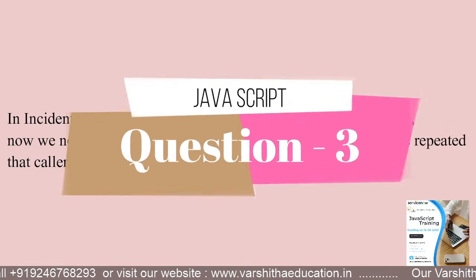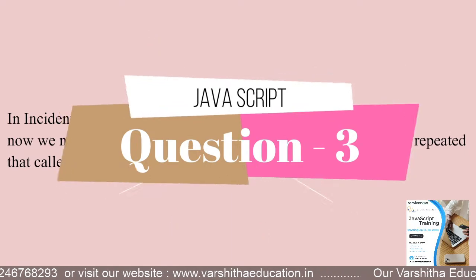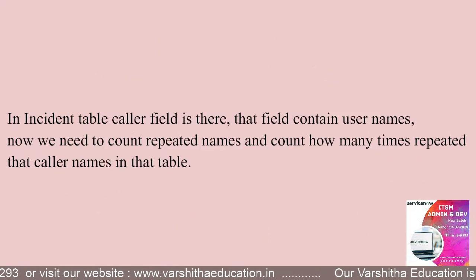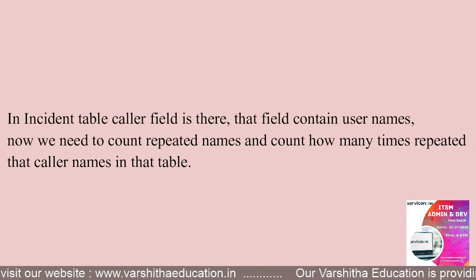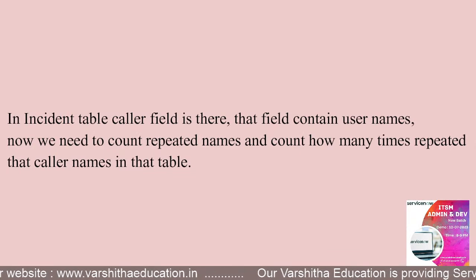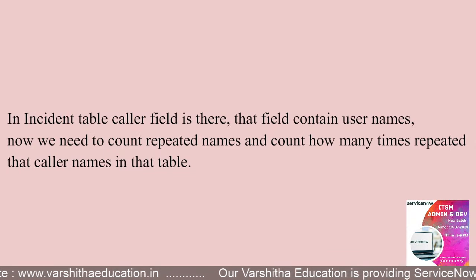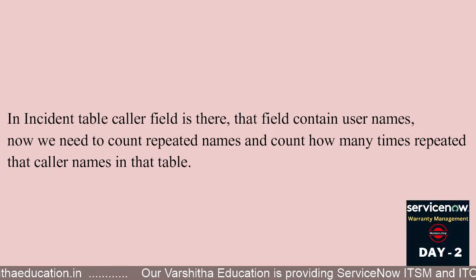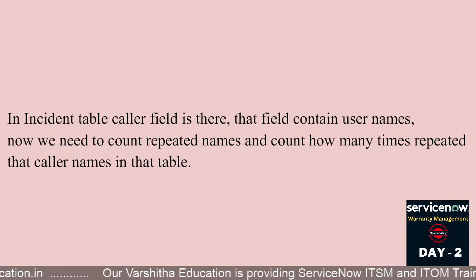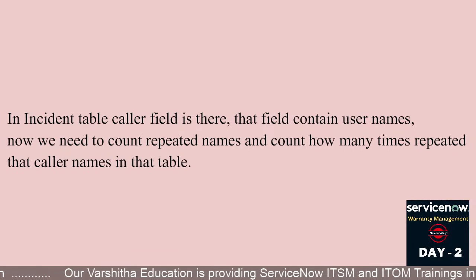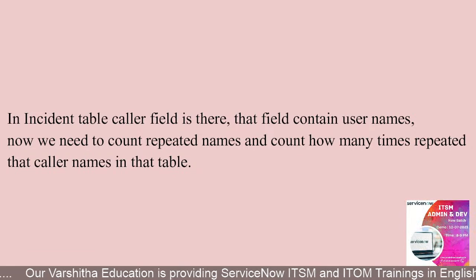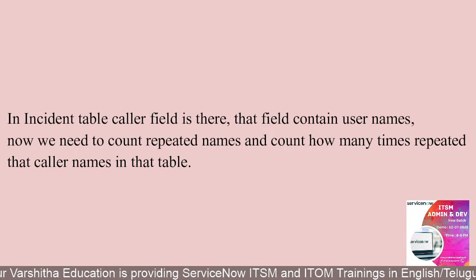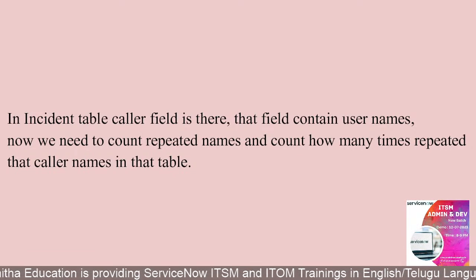So you all are also ready to test. What is the practical scenario? In the incident table, everyone knows the incident table, right? In the incident table, the caller field is there. Everyone knows that caller field. That caller field contains the usernames, is it right or not? For example, Bill Tutor is there, and next one Fred Lodi, different types of caller names. And now we need to count the repeated names.